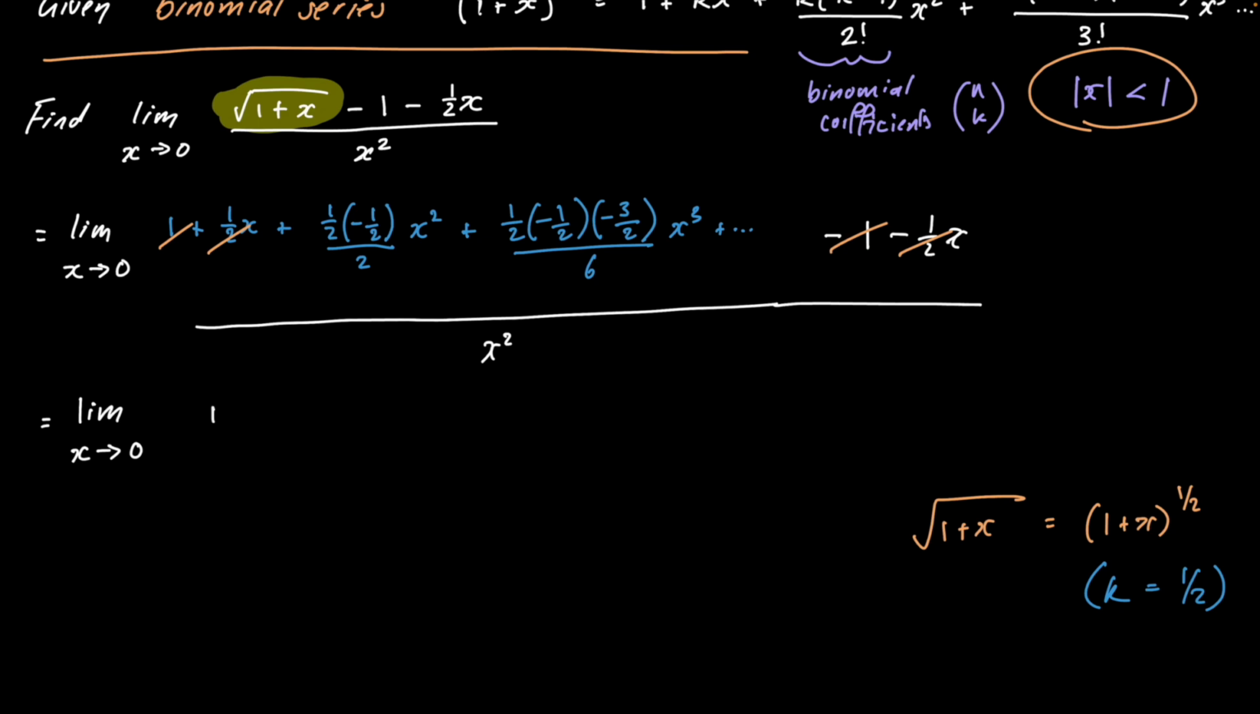It's going to be 1/2 times negative 1/2 is negative 1/4, divided by 2 is negative 1/8. And the x squared is going to cancel off. That's this one and this one. And then with the x cubed term, plus, we've got 2 negatives, so it's going to be 1/2 times 1/2 is 1/4, times 3 over 2 is 3/8. 3/8 divided by 6 is 3 over 48, which is the same as 1 over 16.